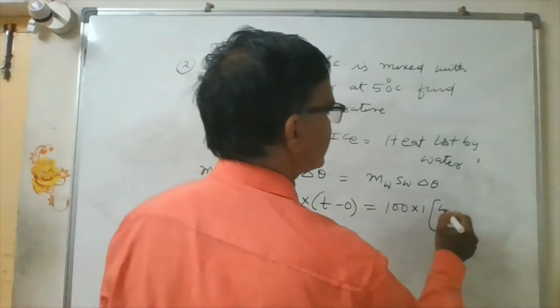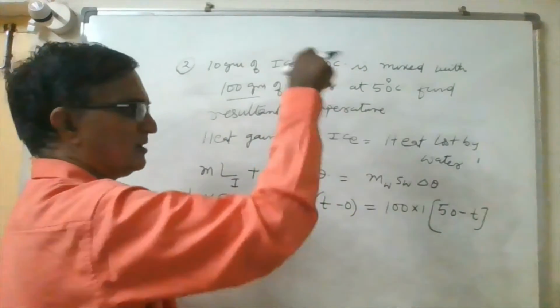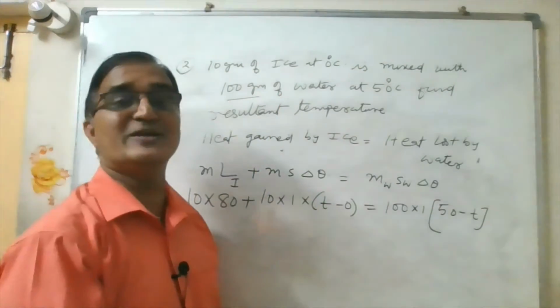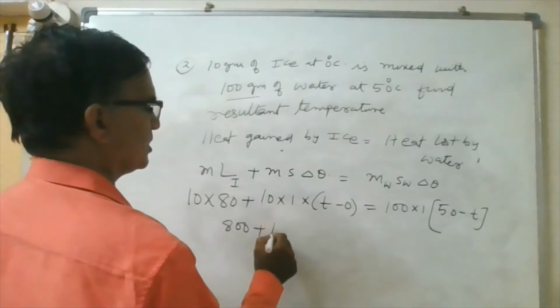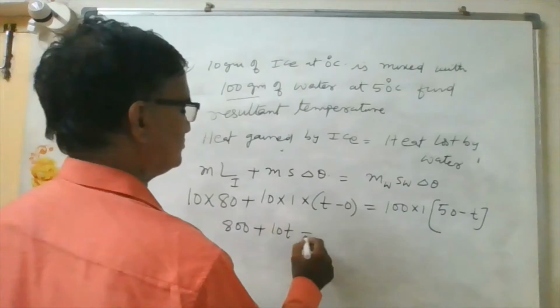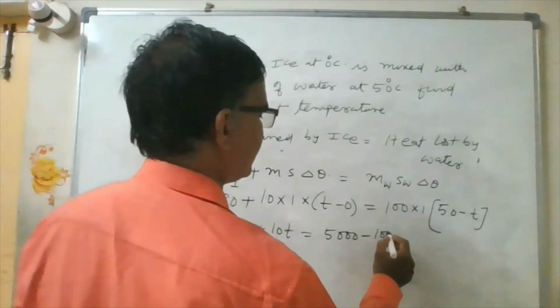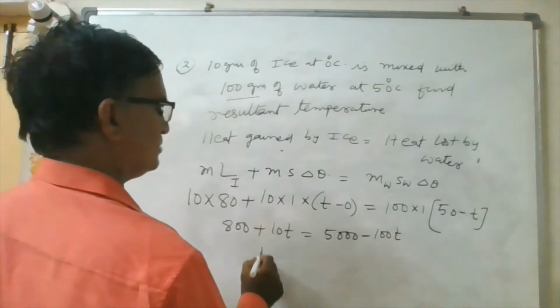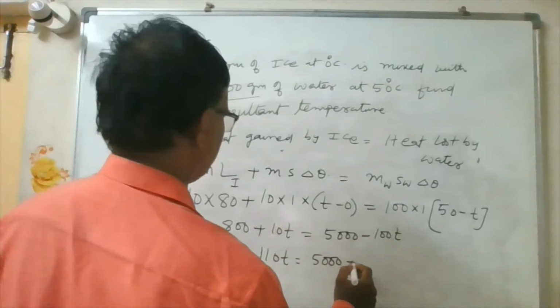This will reduce 50 minus T. Here the ice temperature will rise, and the water temperature will decrease because the water is losing heat. Now here, 800 plus 10T is equal to 5000 minus 100T. Bringing this to one side, 110T is equal to 5000 minus 800.